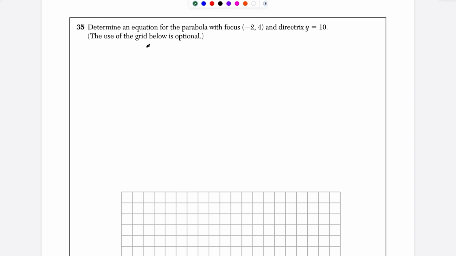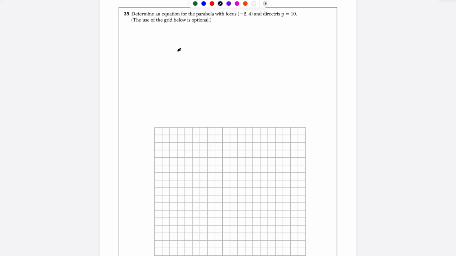Question 35, determine an equation for the parabola with focus negative 2, 4 and directrix y equals 10. The use of the grid below is optional. These questions could be very tricky, so I 100% recommend that you use the grid to do them. And the key to these questions, I would say, is being able to visualize what's going on so that you could get to the answer.